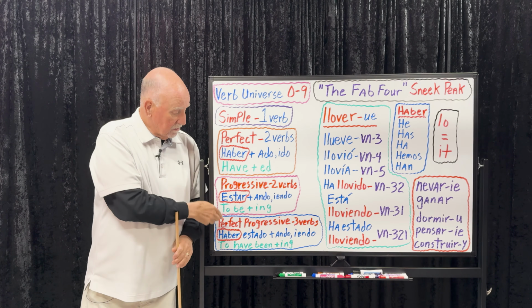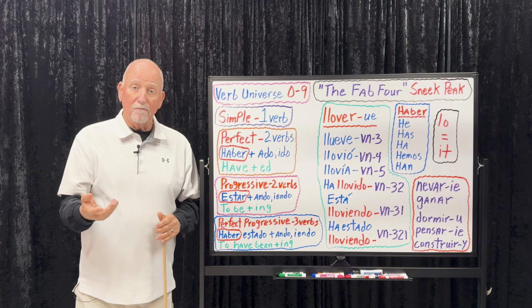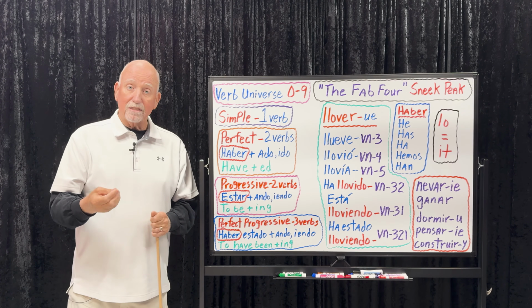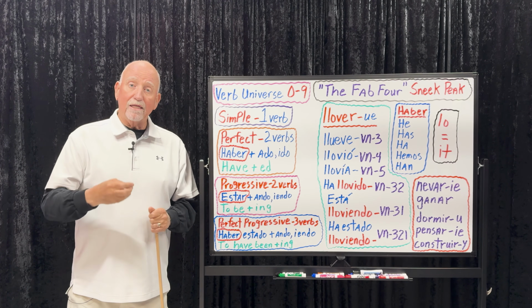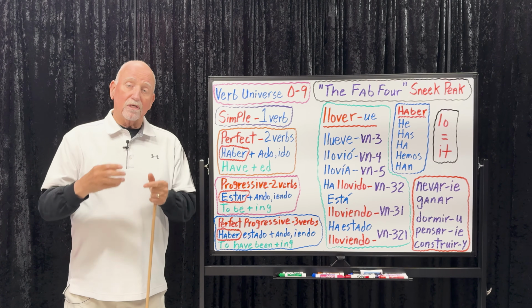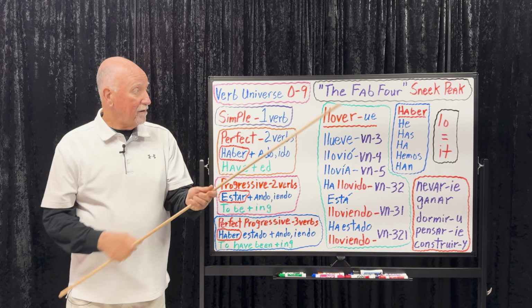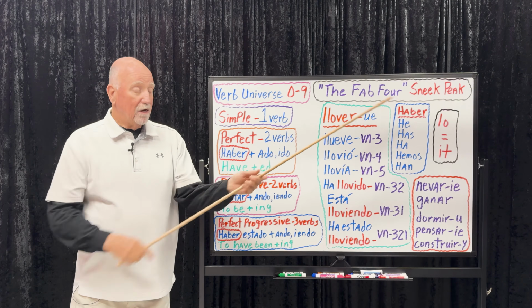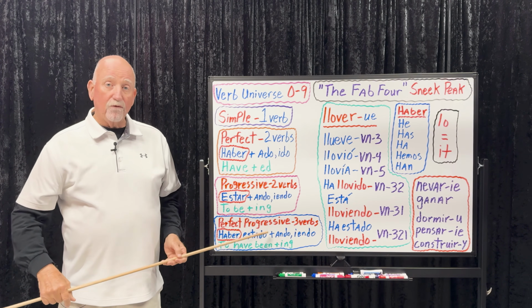We have 3 others, but they're so simple. We've already done them. Yes, we have already done these in different lessons, but not in the depth that we're going to start looking at it today. And remember, today is a sneak peek. We call these 4 guys the Fab 4.